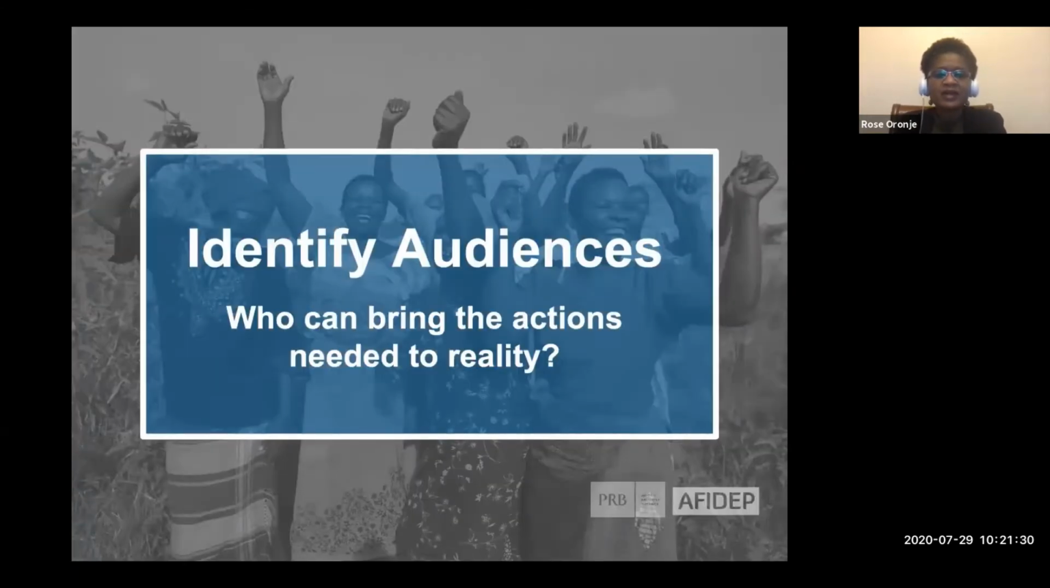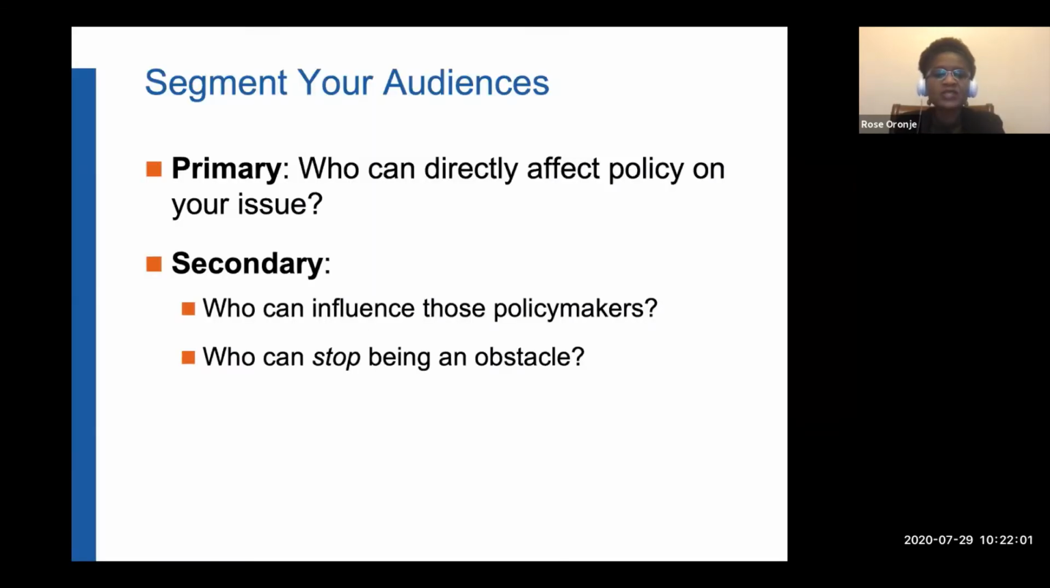Having made that clarification, let's move on to the second step, which is identifying your audiences. Once you are clear on the overarching goal that you want to realize, the next step is to think about who are the audiences, who are the actors who are going to ensure that you achieve your goal, or who will bring about the action that is required in your goal. Here you need to be more specific in thinking about who those actors are. We are going to talk a bit more about understanding them.